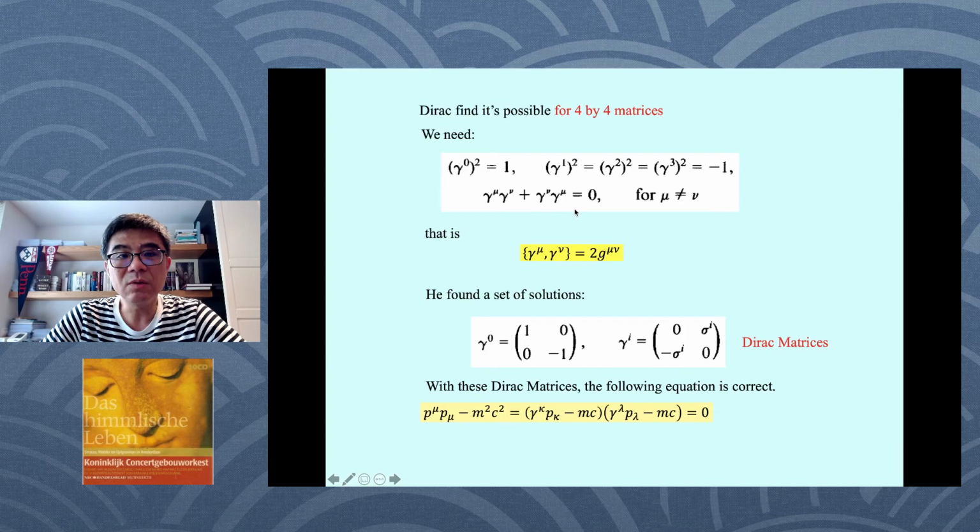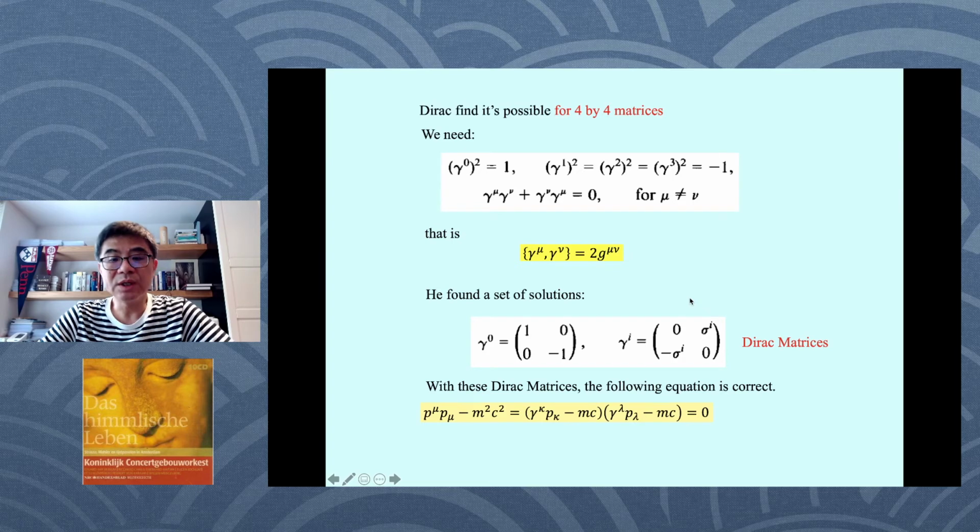Okay, so Dirac found it is possible for 4 by 4 matrices to get 4 matrices that satisfy all the relations we need. And these relations are summed up into this very covariant form: the anti-commutator of gamma mu and gamma nu equals 2 g mu nu. Okay, you can check by yourself. These are the same thing.